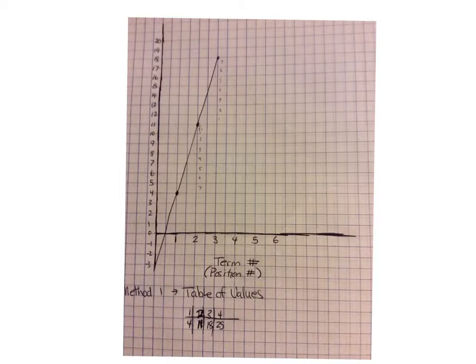Now, because this is linear, because it grows by the same amount each time, you really only need 2 points. You draw a straight line to connect and you're done. That's method 1. You could put every point. You could put 18, you could put 25, you could go up to 4, you could put it up here. That would work. The second method is to come up with a rule and then use the rule.